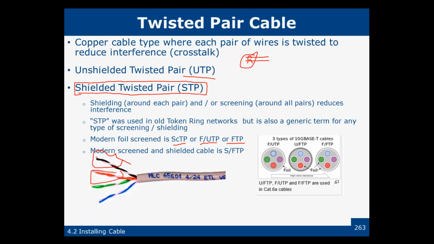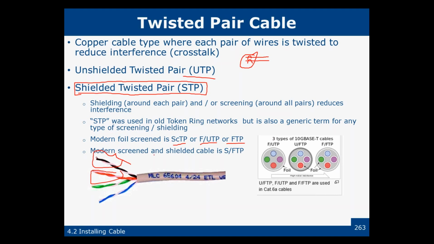When we have the wires here, they said they're 22 to 24 AWG. AWG is American wire gauge, and wire is measured in gauge. And the higher the number, the smaller the wire. So if you get to like 110 volts, you have what, 12 gauge wire that we might use in a house. So the modern foil screened is the FUTP, FTP, or SCTP.